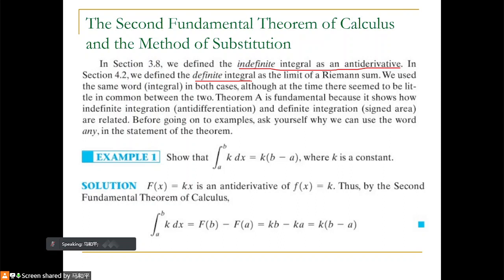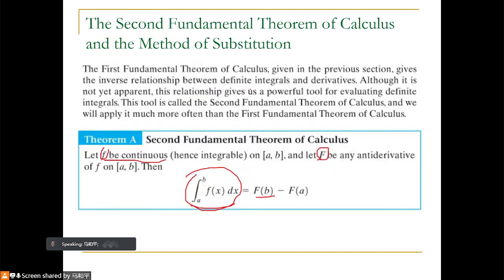Before going on to examples, ask yourself why we can use the word any in the statement of the theorem. Let f be continuous on [a,b], and let F be any antiderivative of f on [a,b]. Then the definite integral is equal to F(b) minus F(a). Why can we use the word any?